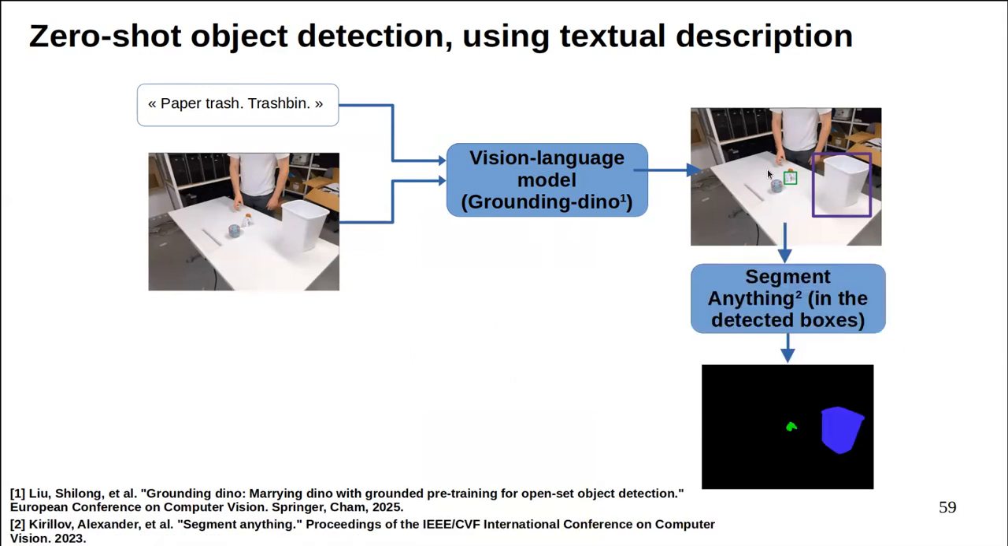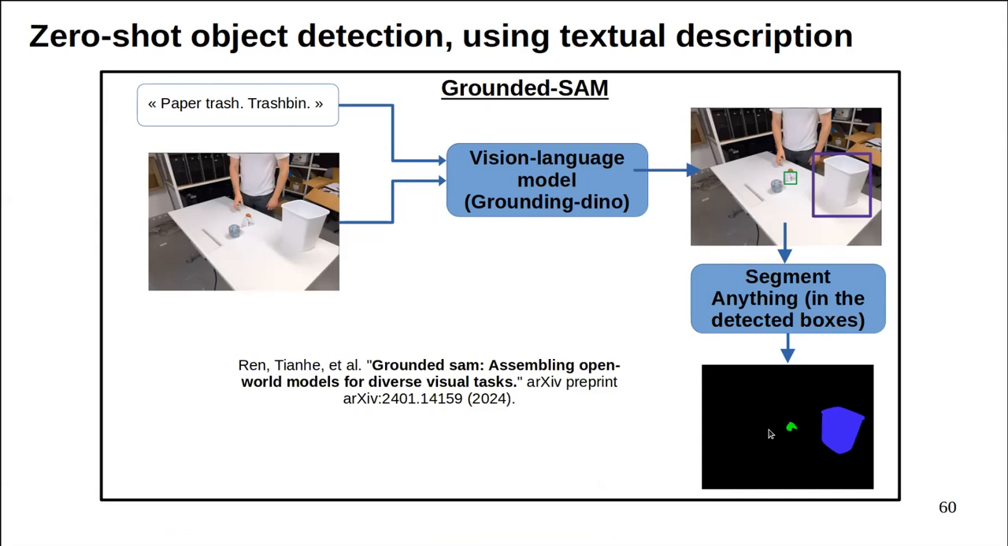We went one step further. We used a model called Segment Anything that could segment the pixels belonging to the objects of interest within the detected bounding boxes. So in the end, you are left with a mask where you have only the pixels corresponding to the objects of interest. We call this whole pipeline, with the Grounding DINO vision and language model plus the segmentation part, Grounded SAM, Grounded Segment Anything. This is actually called this way in the literature.